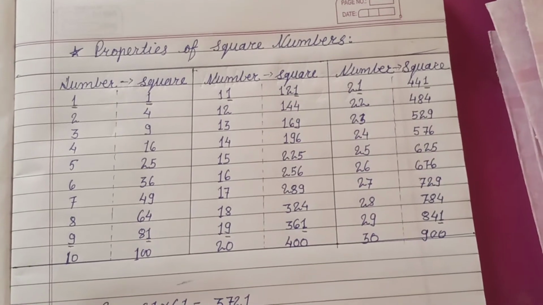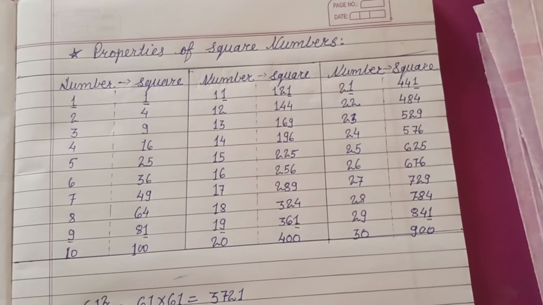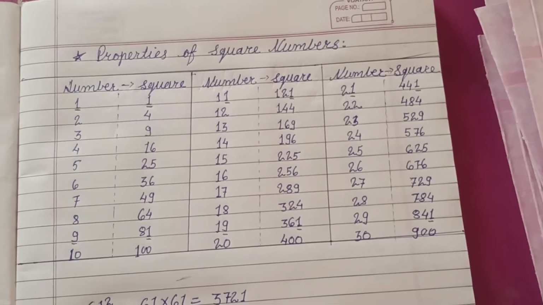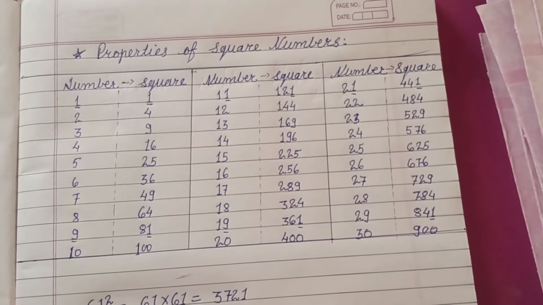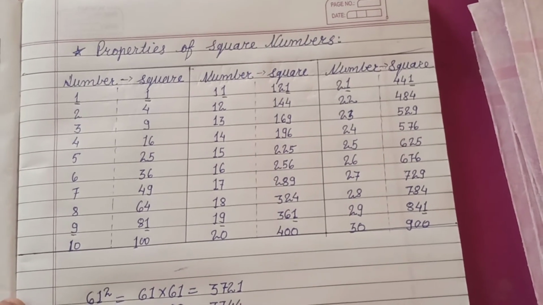Please remember, square numbers are also called perfect square numbers. This is the terminology which we are going to use in our upcoming topics. Today our topic is properties of square numbers.